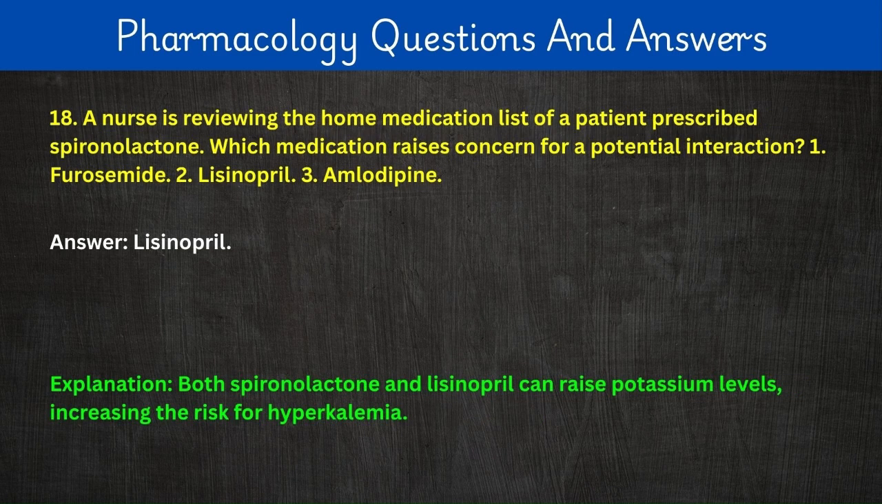18. A nurse is reviewing the home medication list of a patient prescribed spironolactone. Which medication raises concern for a potential interaction? 1. Furosemide. 2. Lisinopril. 3. Amlodipine. Answer: lisinopril. Explanation: both spironolactone and lisinopril can raise potassium levels, increasing the risk for hyperkalemia.